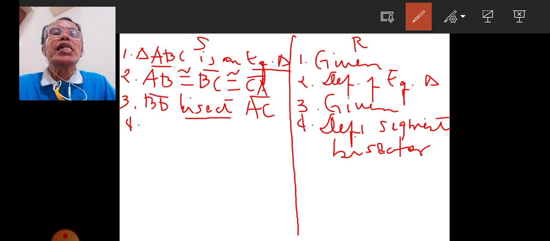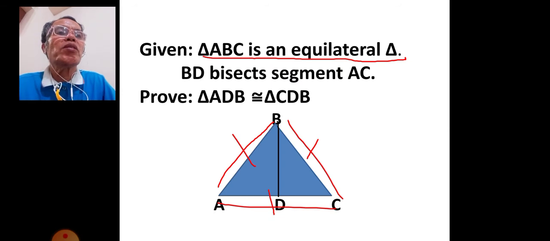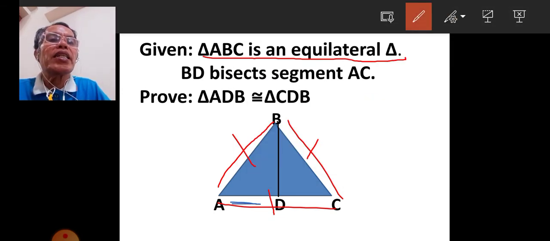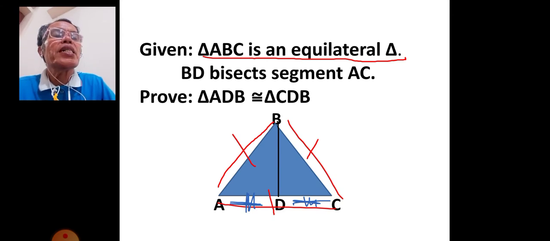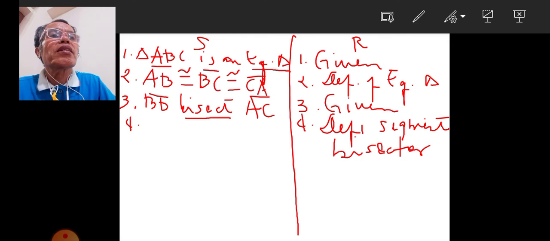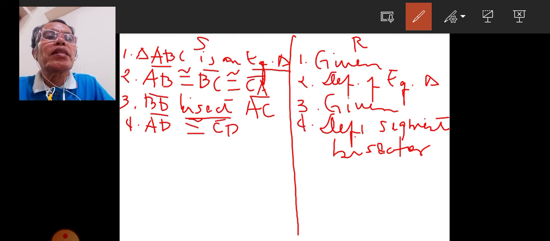So therefore, in your statement for number 4, you are going to state the two segments that are congruent. So what are those? Those are segment AD must be congruent to segment DC. So that is segment AD must be congruent to segment CD.